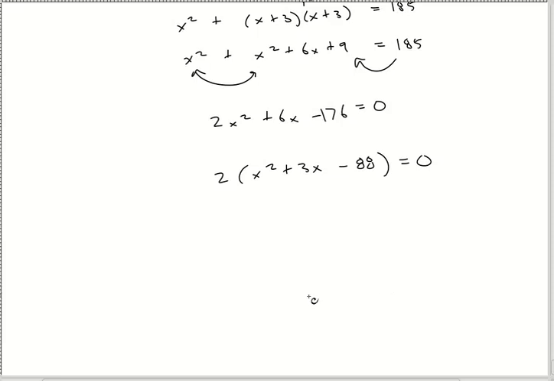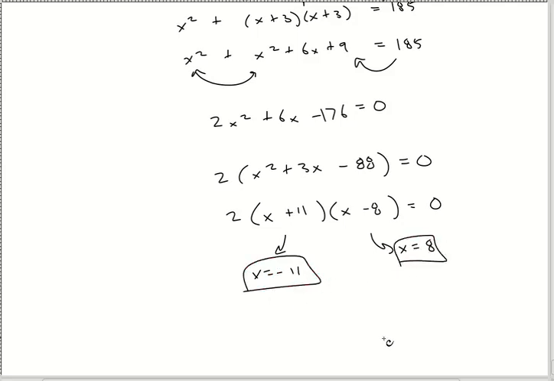I'm wondering, what two numbers multiply to the 88 but add up to the 3? I'm thinking 88, well, that must be 8 and 11. So what about a positive 11 and a negative 8? Wouldn't that make a 3? Yep. And so I get my two answers now. x equals negative 11, x equals 8. Cool. And we're done. No, not at all.